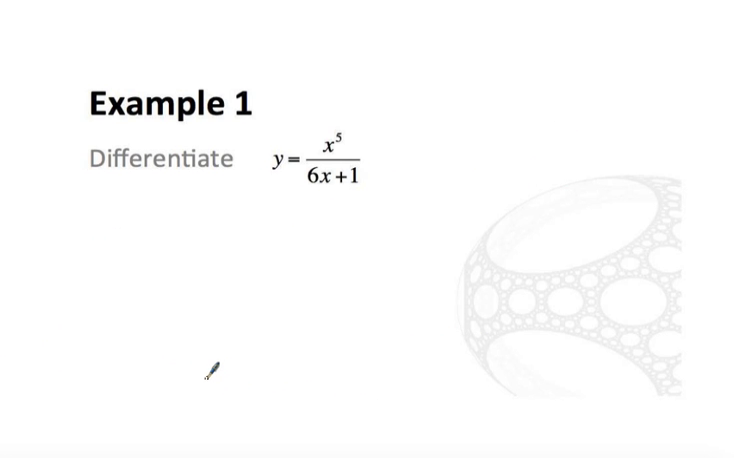So let's have a look at example 1. In example 1, we're asked to differentiate y equals x to the power of 5 over 6x plus 1. We have a function of x, u, on the top, and we have a function of x, v, on the bottom, so numerator and denominator. So let's differentiate this then. Start by defining u. u is x to the power of 5, and v is 6x plus 1.